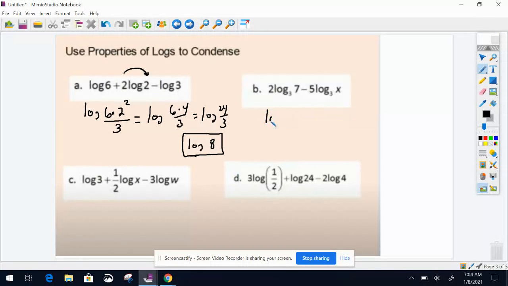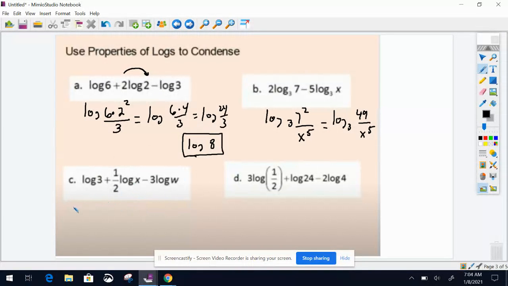So here you have log base 3 of 7 squared over x to the 5th power. Again, notice we're only writing the log base 3 once, and then because I can do 7 squared, I've got log base 3 of 49 over x to the 5th power.